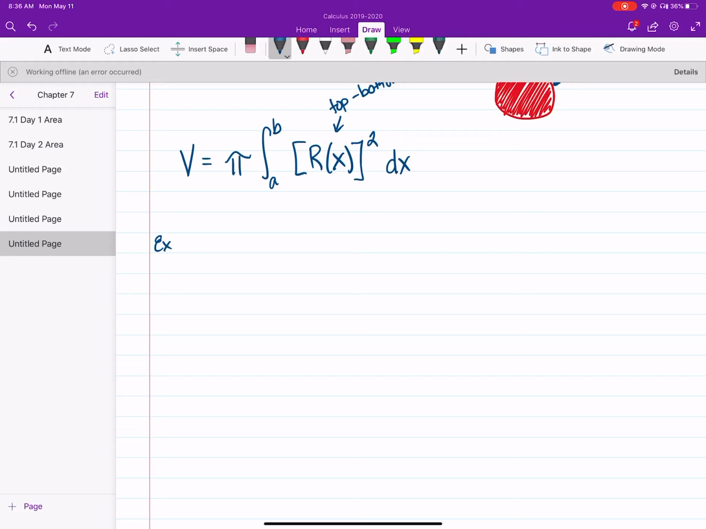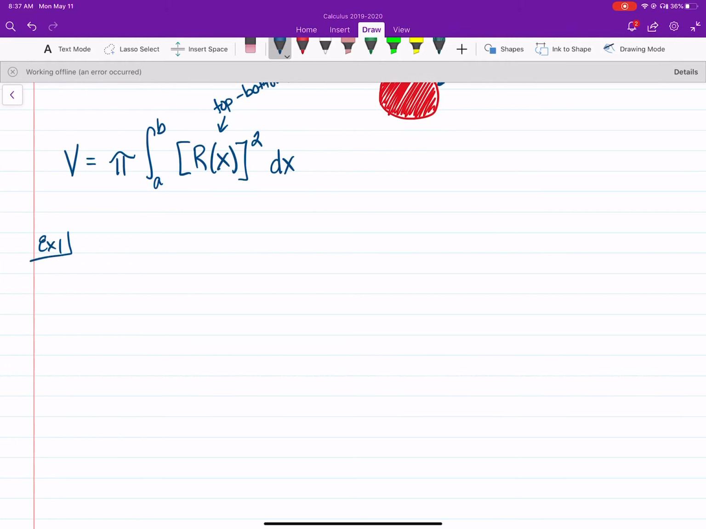Example 1. Using the disk method, find the volumes. Gotta move stuff around. Hold on.